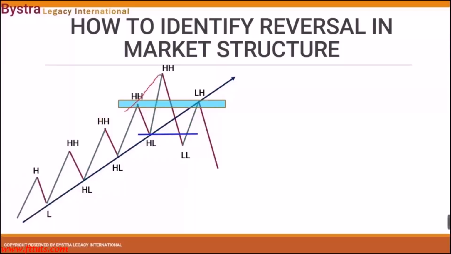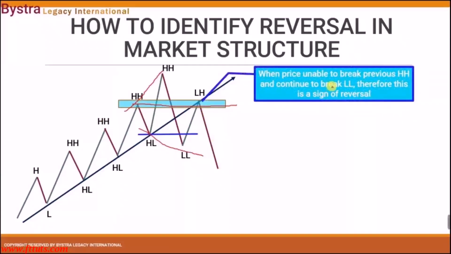So this is an over and this is an under. So we enter at the left shoulder and price will go back down. So when the price is unable to break the previous higher high and continues to break this lower low, therefore this is a sign of reversal.